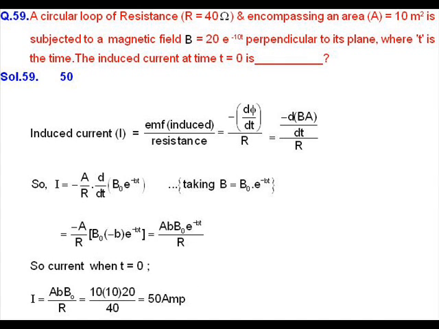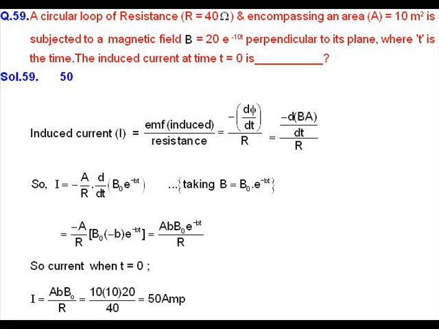Question number 59. A circular loop of resistance R equals 40 ohm and area A equals 10 meter square is subjected to a magnetic field B vector equals 20 e to the power minus 10t perpendicular to its plane, where t is the time. We have to find out the induced current at time t equals 0.